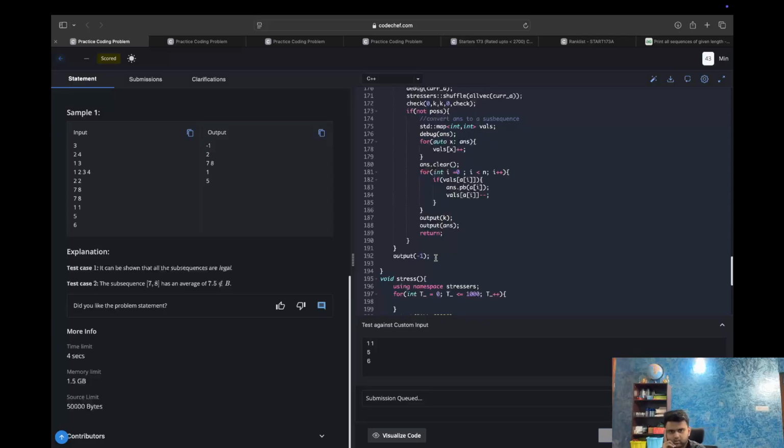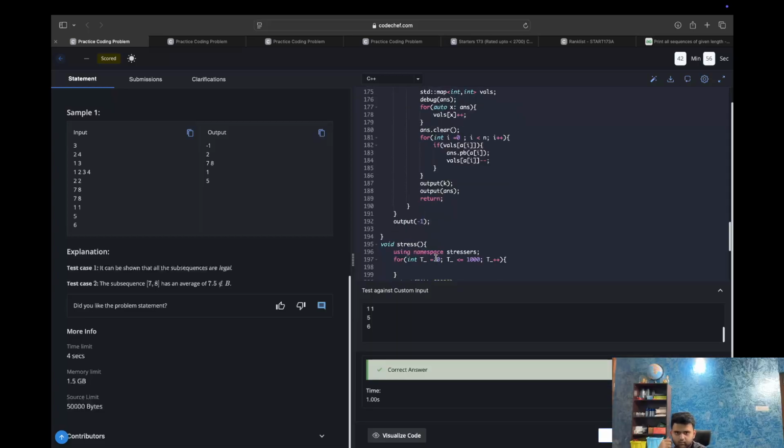Now if that tallies, I will try checking the inverse also. Wow, that worked.